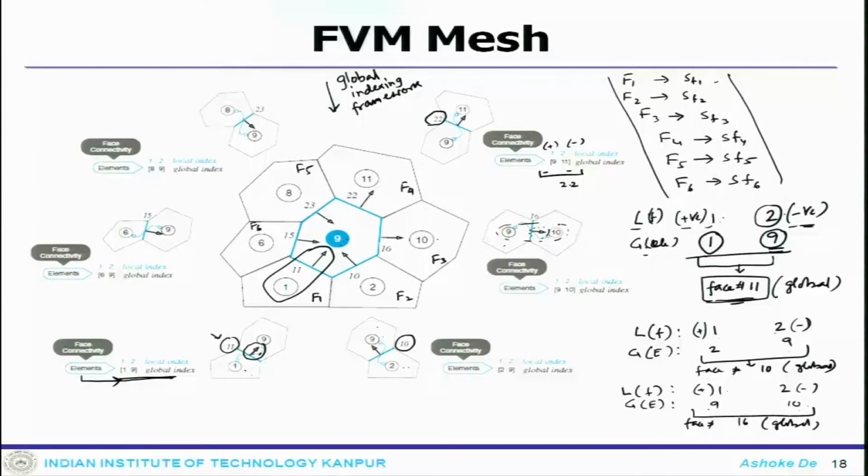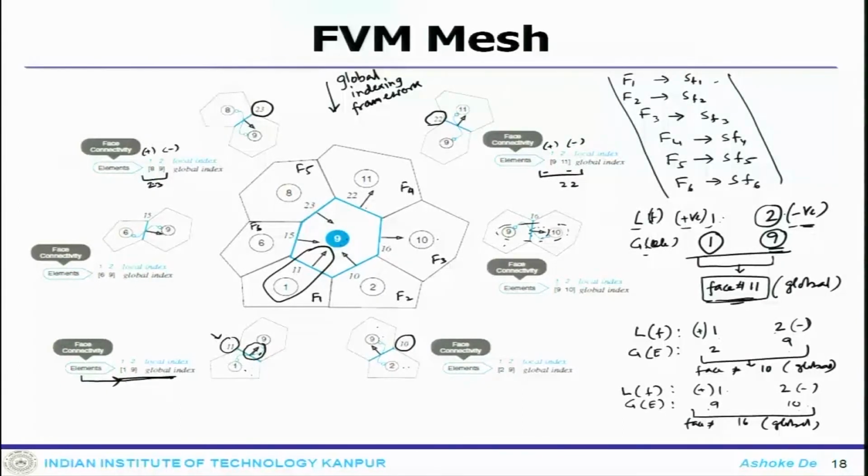So, when you find the common face 22, it picks the global element number 9, it also picks the global element number 11, and the local face connectivity 1 which is associated with 9, that means it is pointing outward as it is here, and for 11 it is negative. And then in reverse, you move to the other elements 8 and 9. Here, the global face is 23, local face connectivity 1 and 2, again positive, negative.